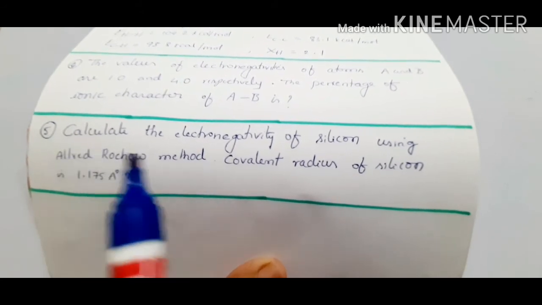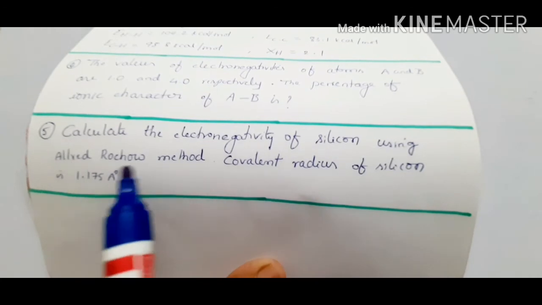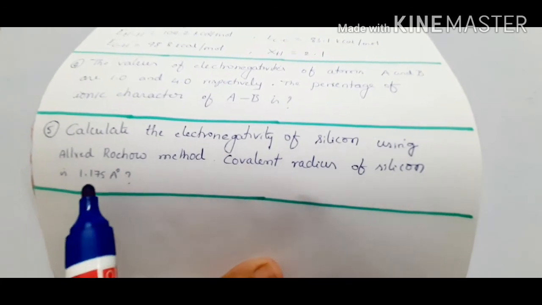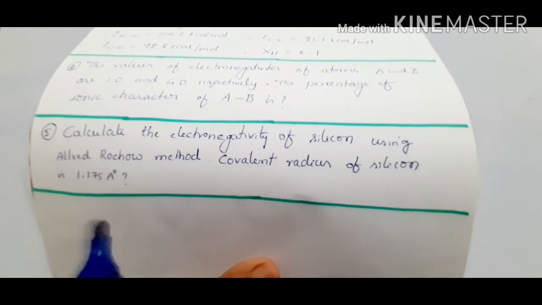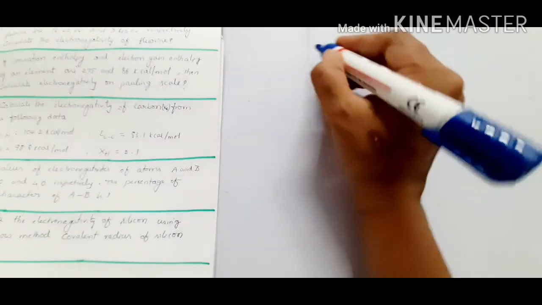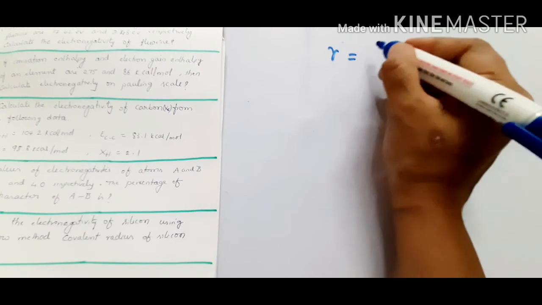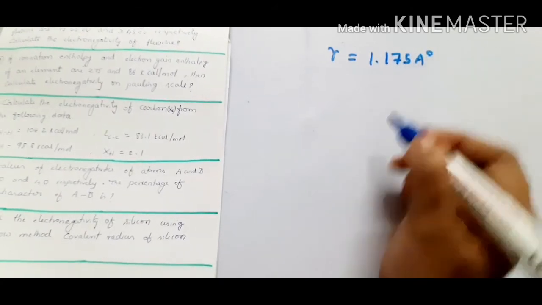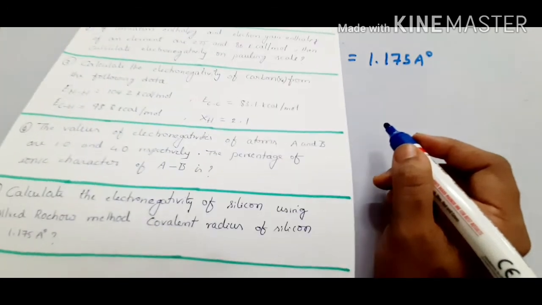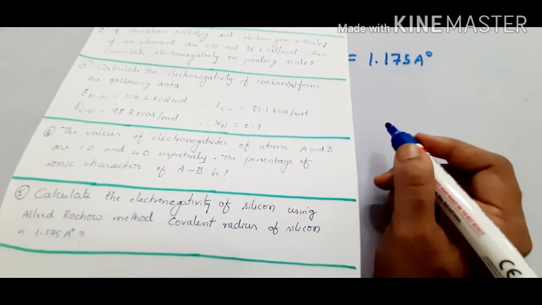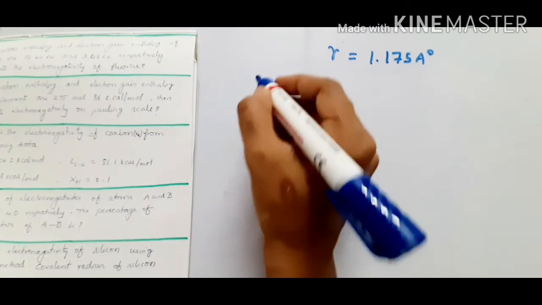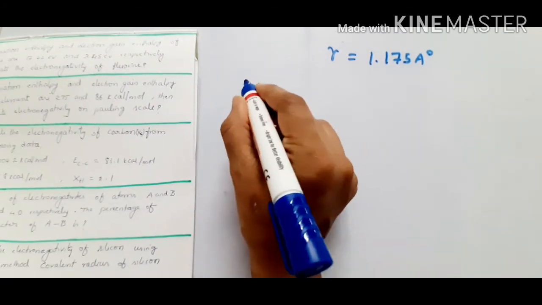This is the last example, to calculate electronegativity using the Allred-Rochow method. Question is, calculate the electronegativity of silicon using the Allred-Rochow method if the covalent radius of silicon is 1.175 Angstrom units. So the given data is r equal to 1.175 Angstrom units. What else do we have? Nothing. What is the Allred-Rochow method formula? In the discussion we had initially.